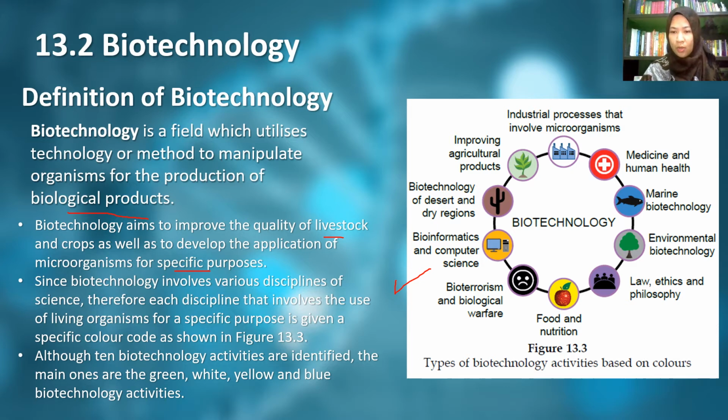Okay, so tengok kat sini, environmental biotechnology, the white color, industrial processes and involve microorganism, the yellow color, the food and nutrition, bioinformatics and computer science, and the blue biotechnology activity, marine biotechnology. Okay, so kita lebih fokus kepada kat sini lah. Okay, 1, 2, 3, 4, 5 cabang yang memang banyak ditekankan untuk biotechnology.